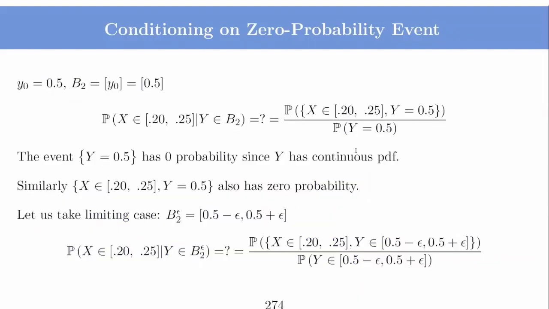So formally we can write this. Here our y0 is 0.5 because the second person arrives exactly at 2:30, so the outcome for him is one half. In that case, B2 will be a singleton element containing 0.5. And then I ask this question: what is the probability that X, which is the outcome of the first person, is between 0.2 and 0.25, given that Y is equal to 0.5? If I formally write this, it will be the probability that X belongs to 0.2 and 0.25 and Y is equal to 0.5, conditioned on the probability of Y equal to 0.5.